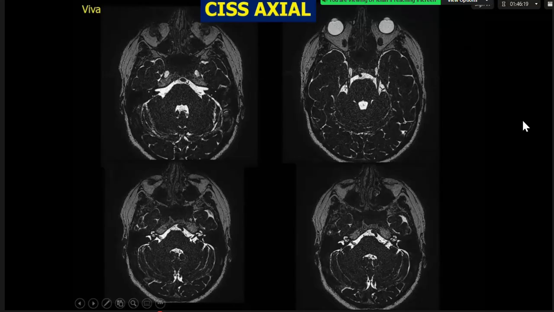It should be the nerve above, so it should be the 7th. That should be the 7th nerve, and the one below should be the 8th nerve. Is it? Okay, very good.